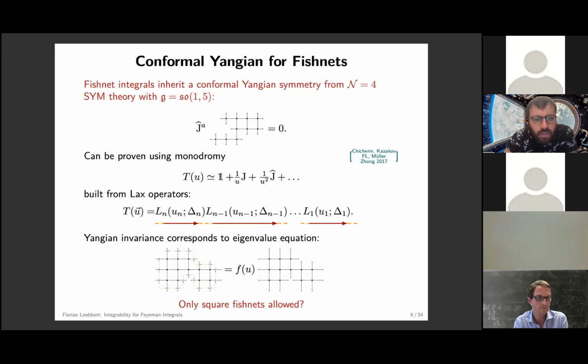Okay. And could you explain this notation of the delta n minus 1, and u?